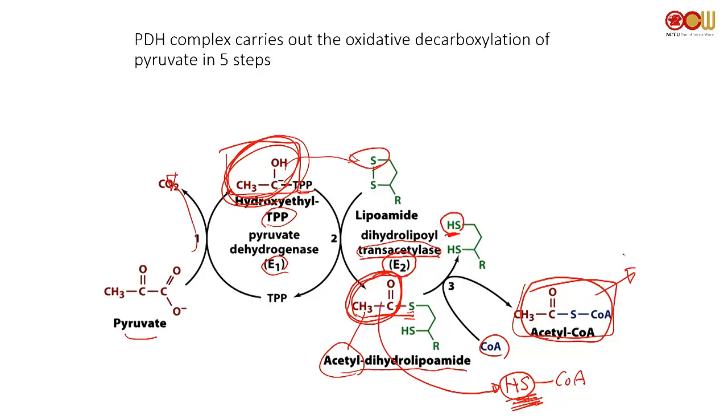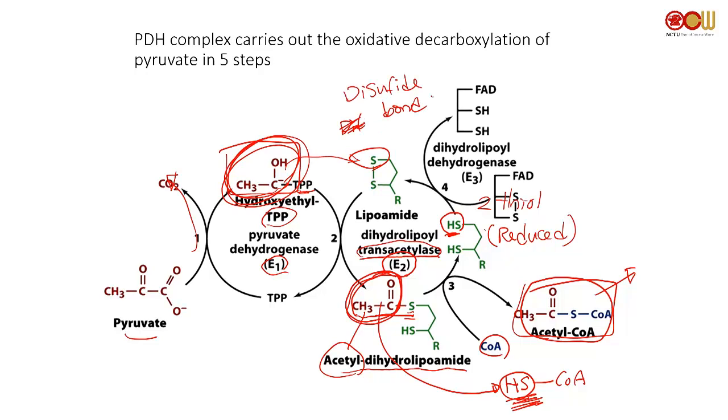Now, you're left with this reduced lipoamide, because you have two thiols. You want to somehow regenerate your disulfide bond. To do that, you will use the dehydrogenase, the dihydrolipoyl dehydrogenase.